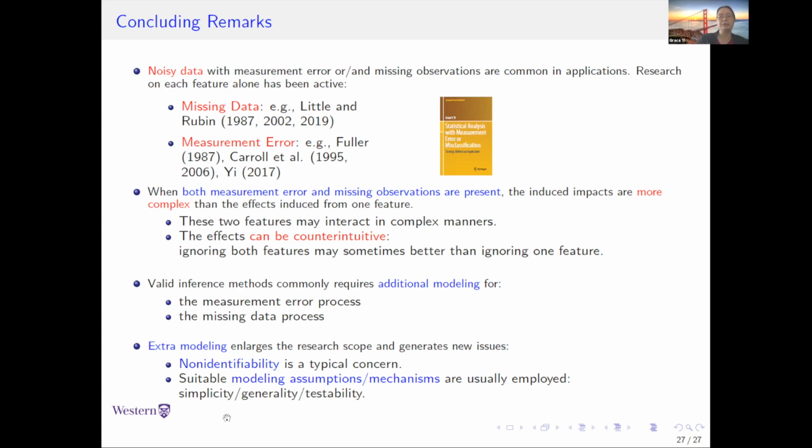So how would we be able to reach a balance between simplicity and general narratives? In the meantime, usually those additional models cannot really be tested. So I think I have to stop here. Thank you for your attention.